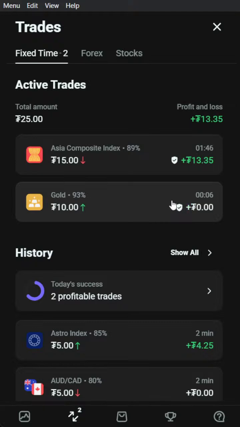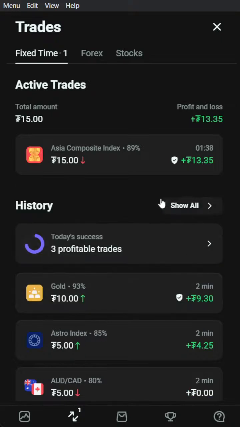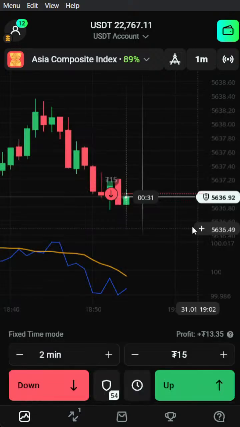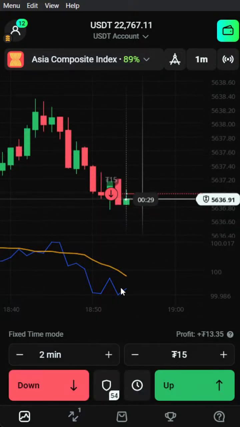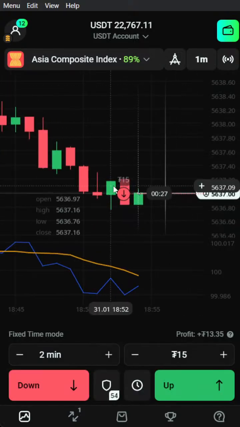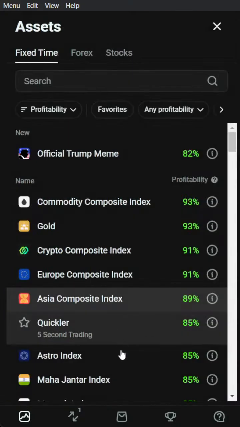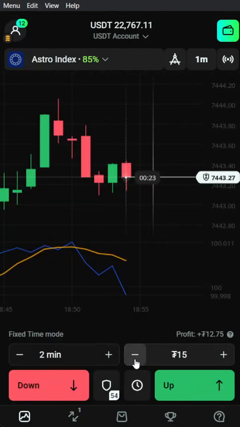Okay, you see last 5 seconds and see the fluctuation. 3, 2, 1. Oh, okay, we won that trade. So we have a recovery, and then I've made a trade in Asia Composite for down direction because it crossed the level 100 from the top downwards. So I made this trade.